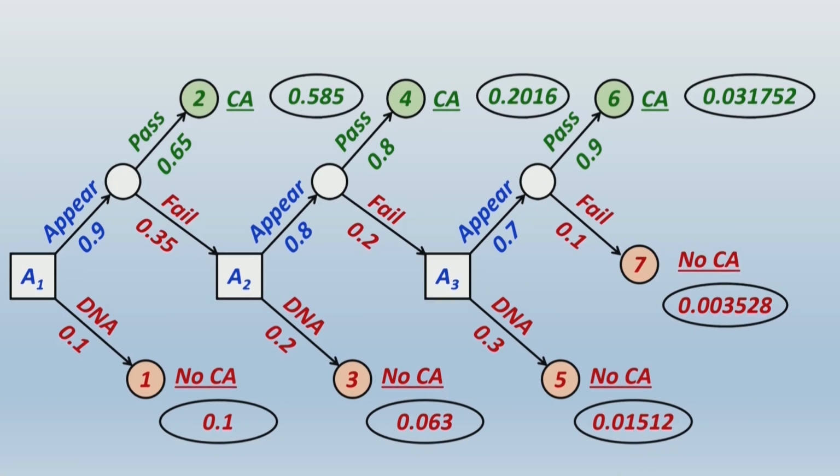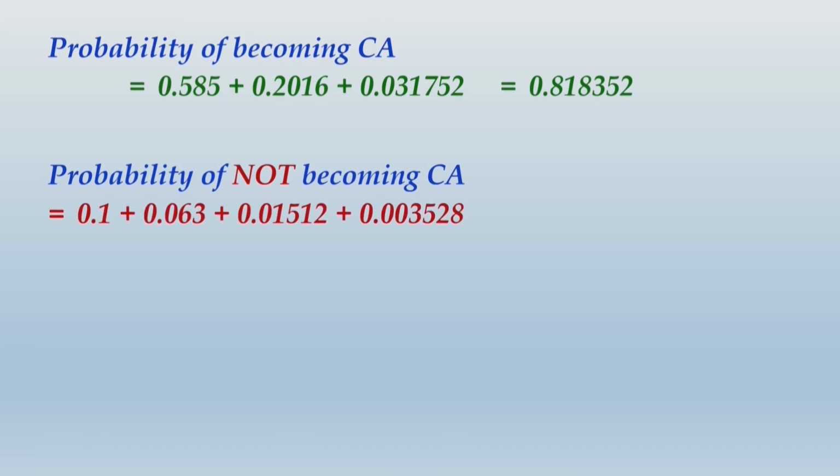Alright friends, once you have completed writing this entire tree of outcome, let us move ahead and write up the concluding point. Probability of becoming CA will be the aggregate of joint probabilities of those 3 paths which are leading to CA, and that comes to 0.818352. Probability of not becoming CA will be the aggregate of joint probabilities of those 4 paths which are leading to no CA, and that aggregate comes to 0.181648. When you take aggregate of these two, it will be exactly 1. So please write these concluding points, and that will be end of the solution.